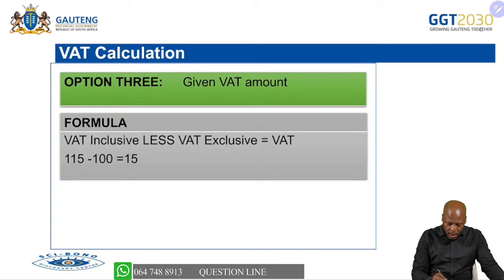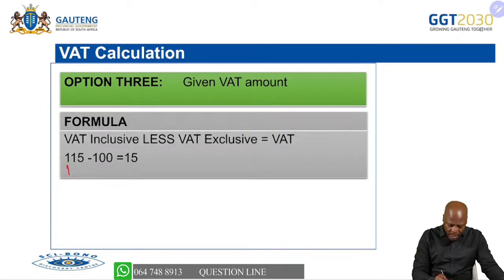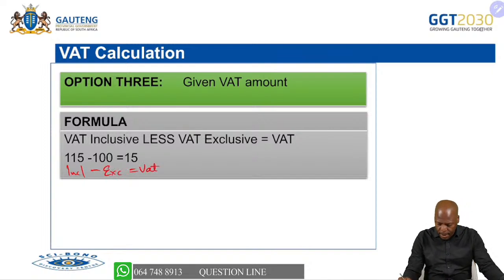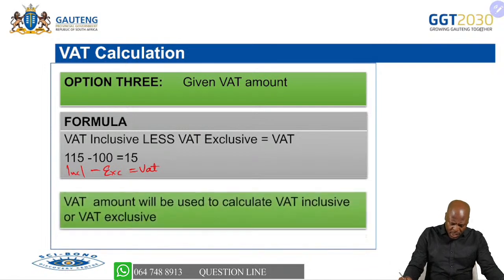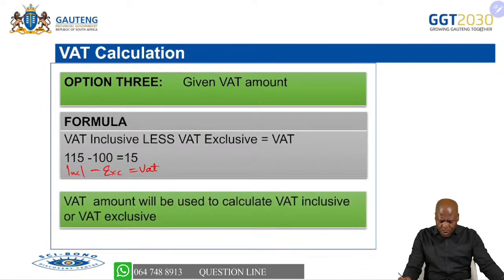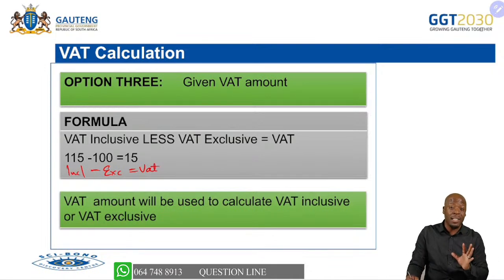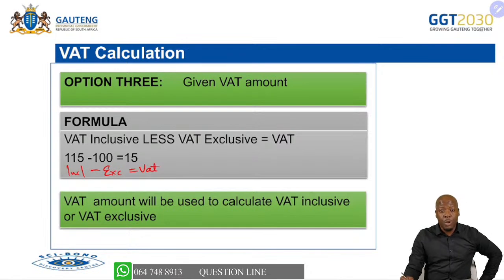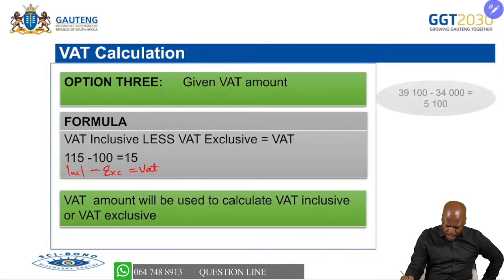That is my 115, this is my VAT inclusive, minus my VAT exclusive is equal to my VAT. This is what we are seeing here. It is very important that you understand that the VAT amount will be used to calculate the VAT inclusive or the VAT exclusive amount. I'm going to show you a particular activity that we're going to do that will show us these examples.